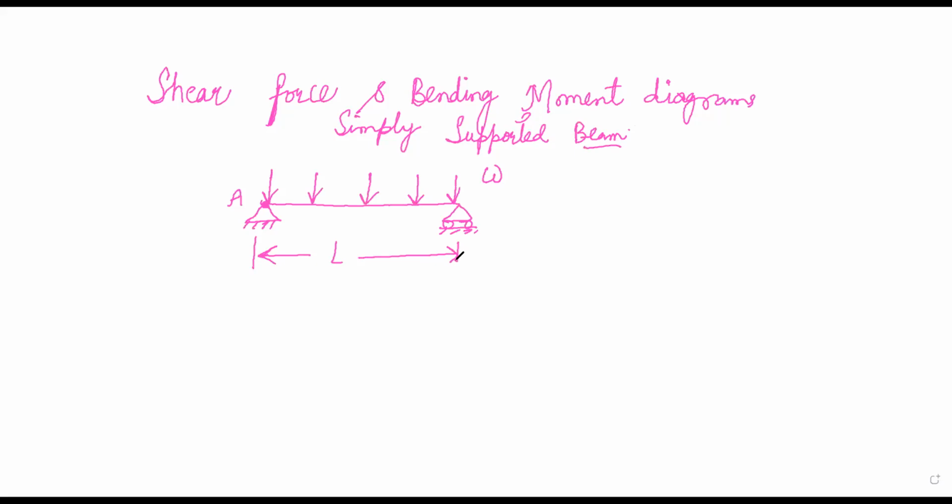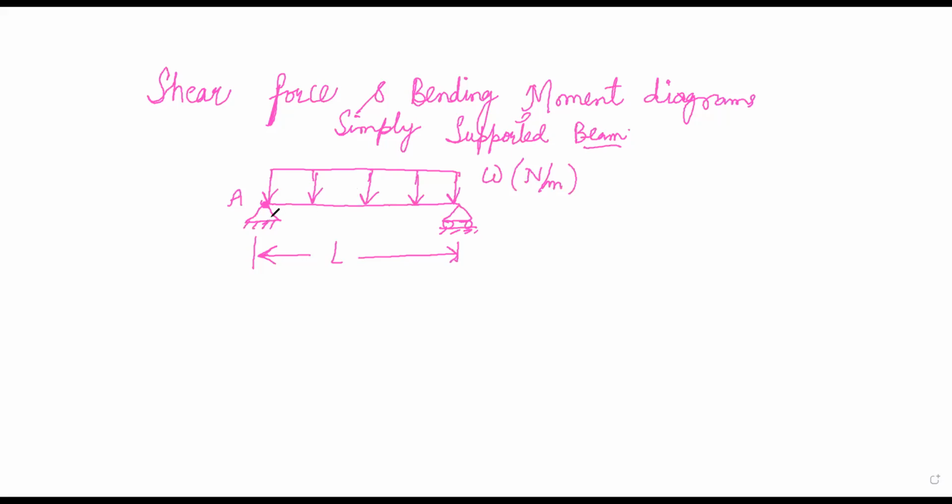Now what will happen under the influence of this load W, which is a uniformly distributed load? Its load diagram will be in the form of a rectangle, such that the length of the rectangle will be L and the height of the rectangle will be equal to W. This load is given as Newton per meter or kilonewton per meter.